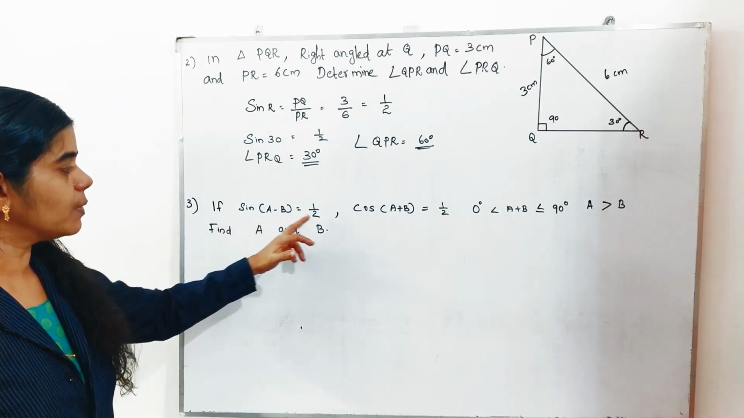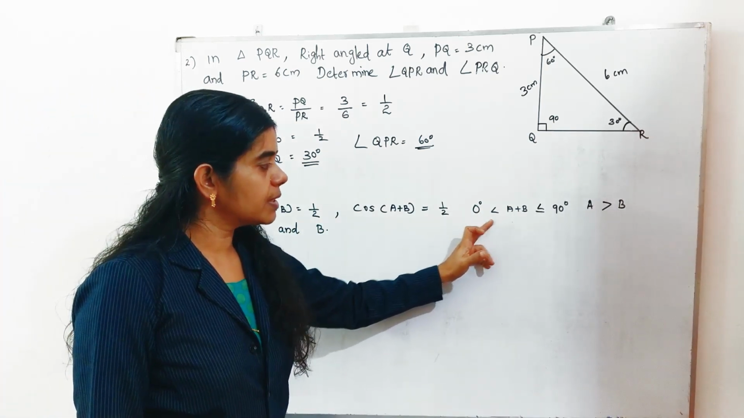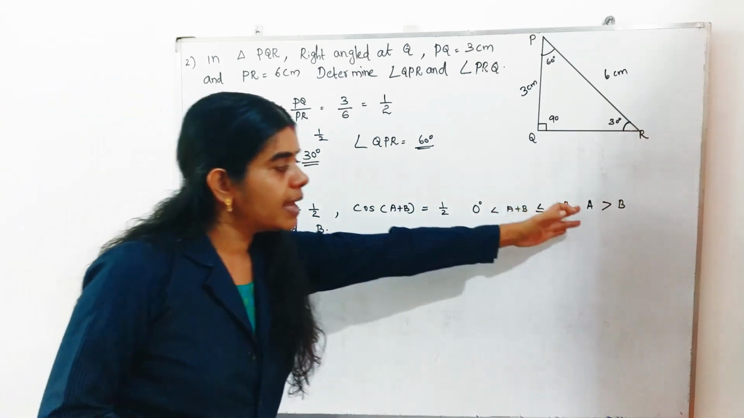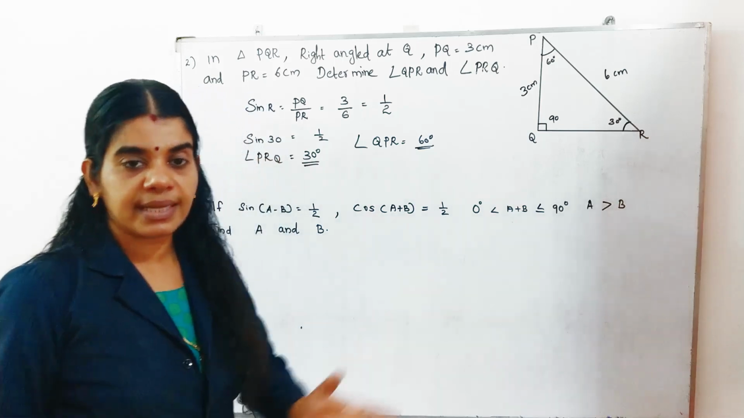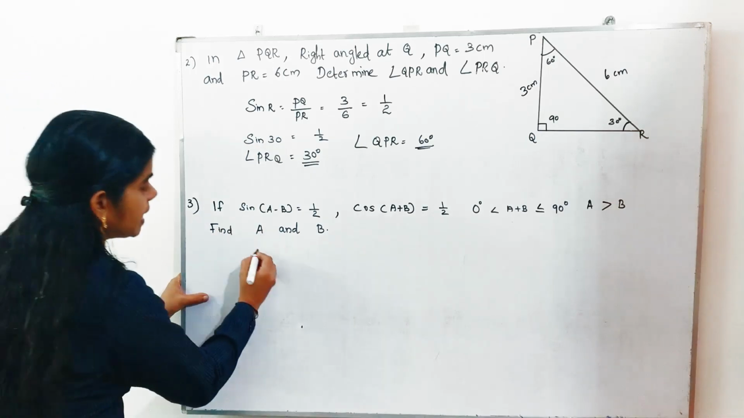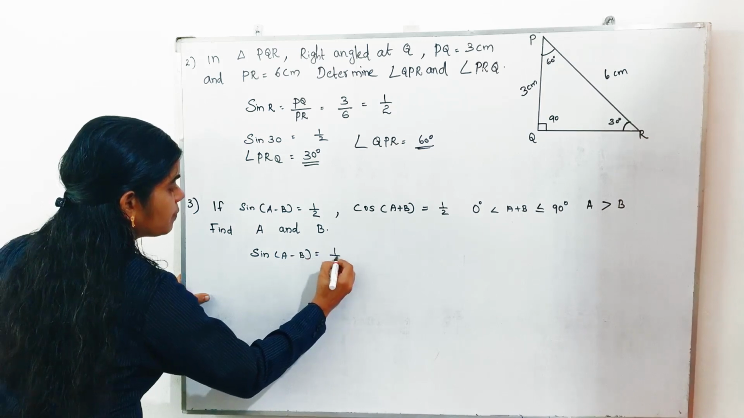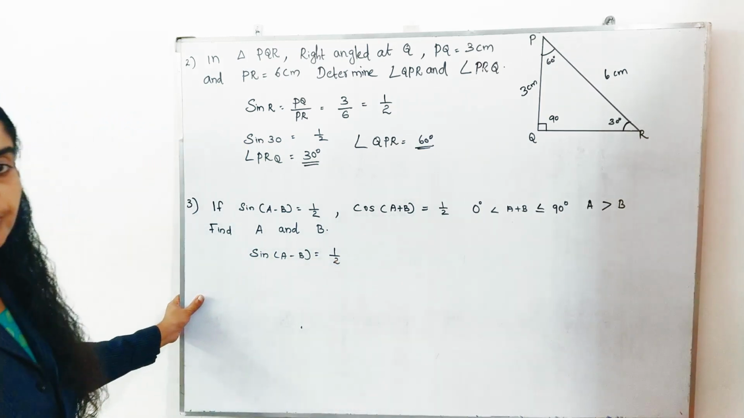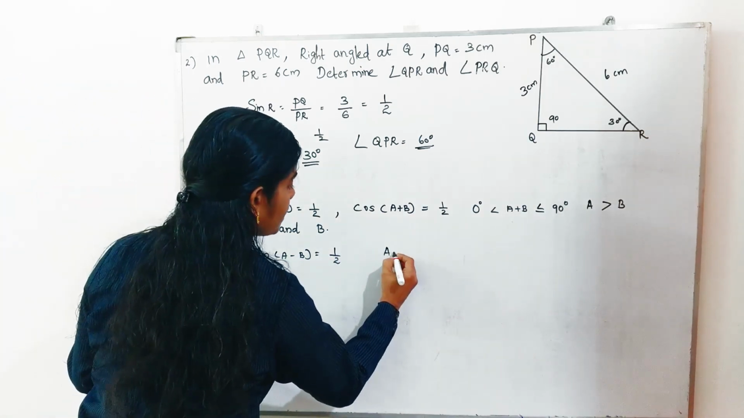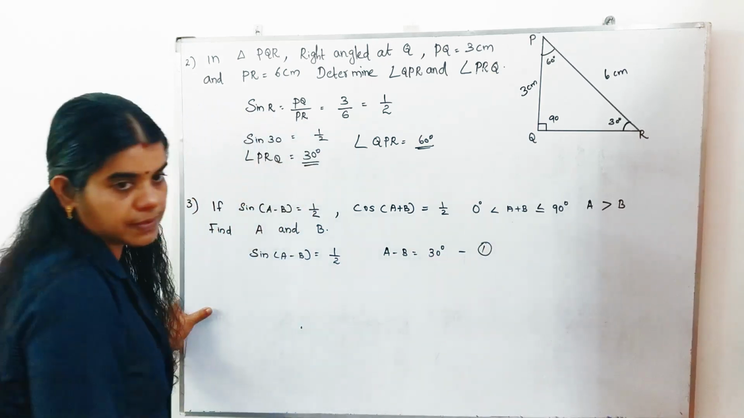If sin (A minus B) equal to 1 by 2, cos (A plus B) equal to 1 by 2, 0 less than A plus B less than or equal to 90. These A and B angles lie between 0 and 90, that is the meaning. And A greater than B. A is the greater angle. You want to find out A and B. First look, sin (A minus B) equal to 1 by 2. For which sine angle are you getting 1 by 2? 30 degree. So A minus B is equal to 30 degree. That you can take as equation number 1.